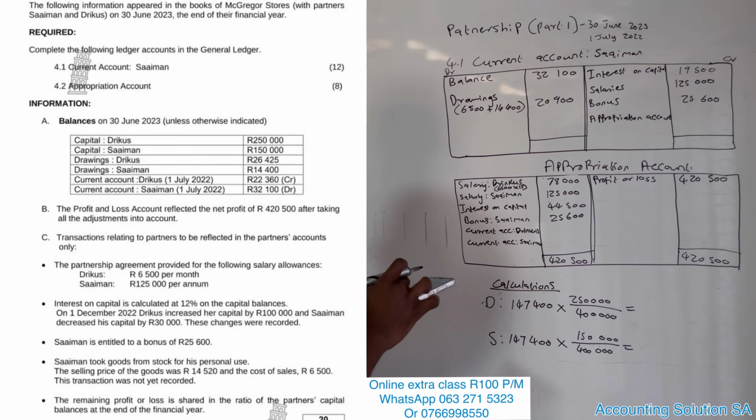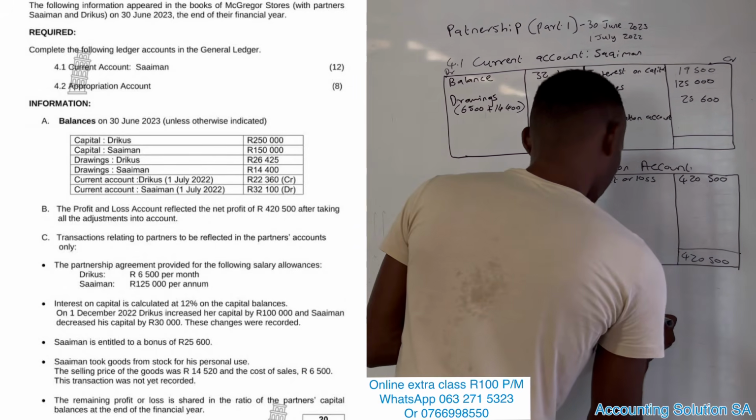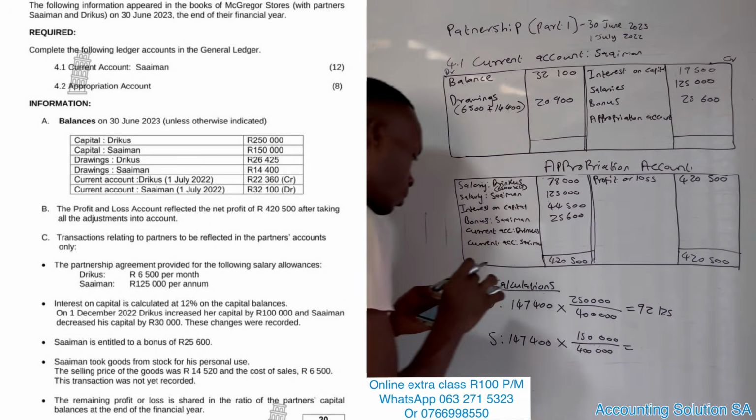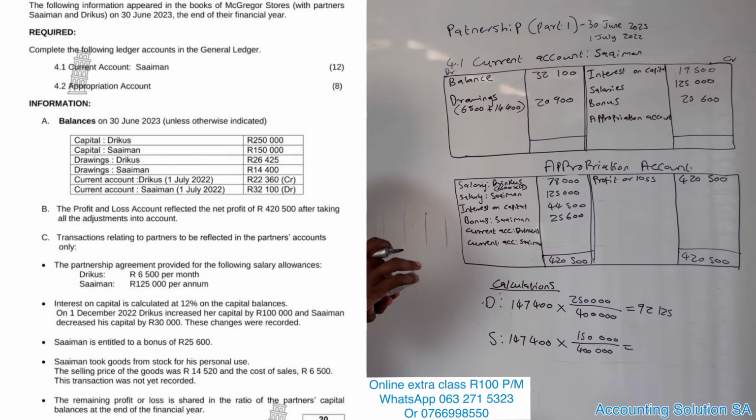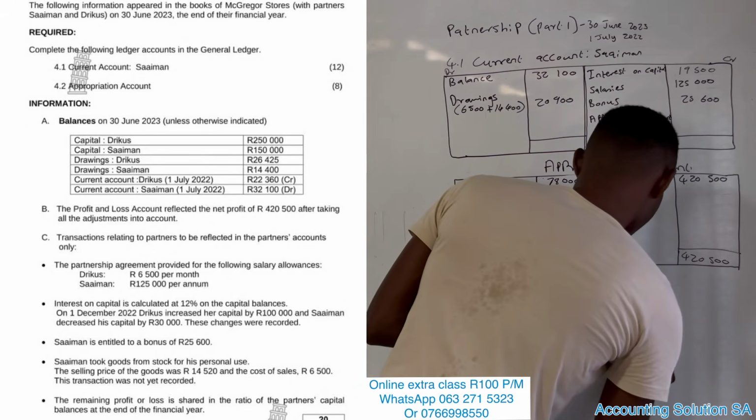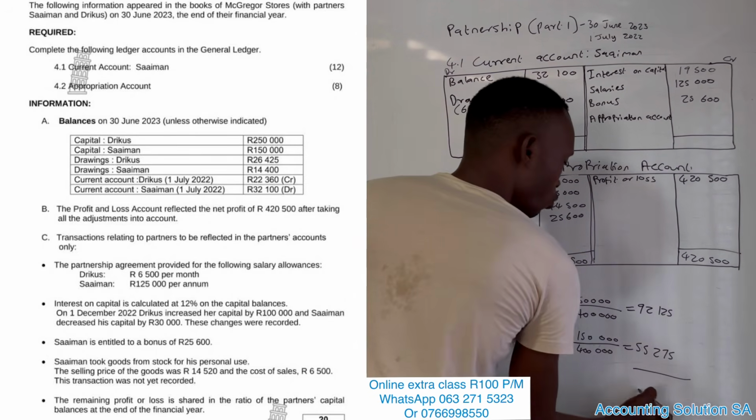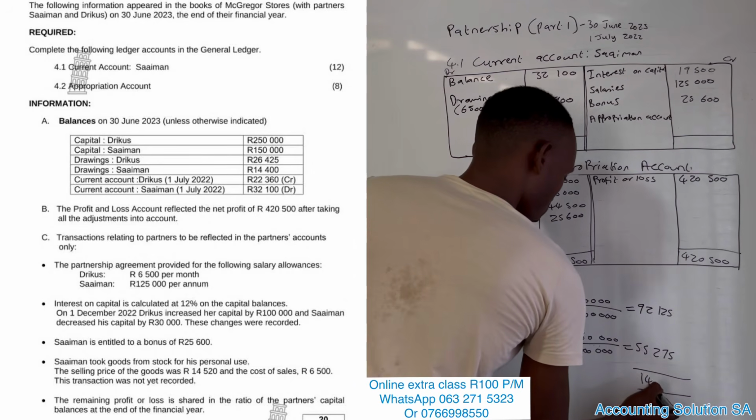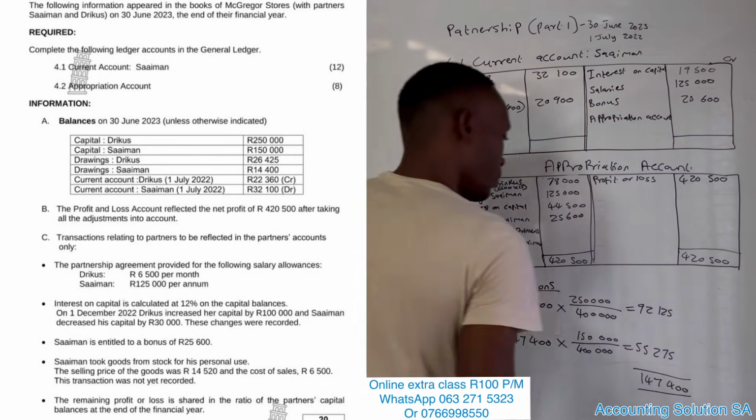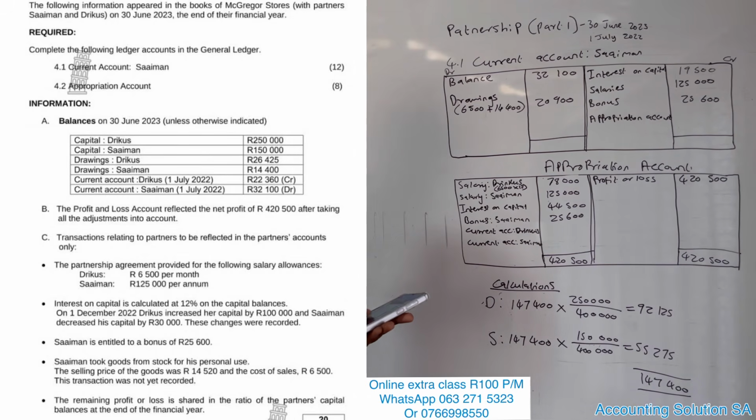147,400 multiplied by 250. What you need on top, what you have total on the bottom, 400. It's 92,125. Okay. And the other partner is 150, which is going to be 55,275. Okay, when you add these two, they must give you this 147,400 to show that the calculation is very correct.